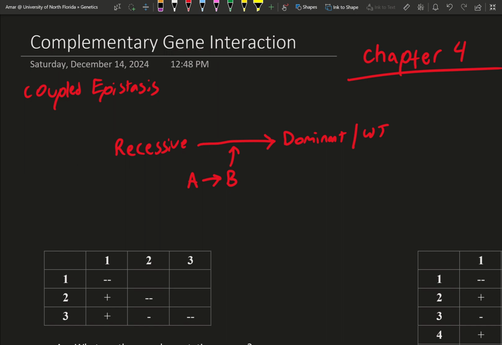So basically all this reaction is that if you're big A, big B, you'll be wild type. If you're big A, little b, you're going to be recessive. If you're little a, big B, you're going to be recessive. And then little a, little b, you're going to be recessive. So basically, that's all complementation is. That is literally all it is, okay?